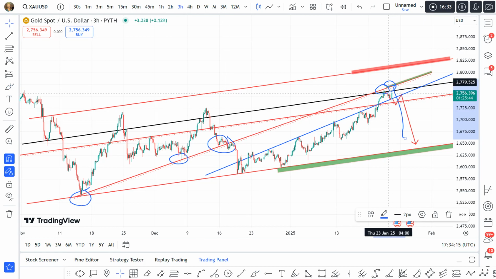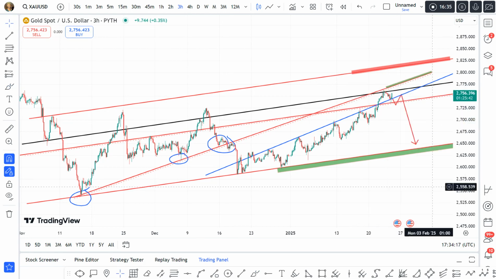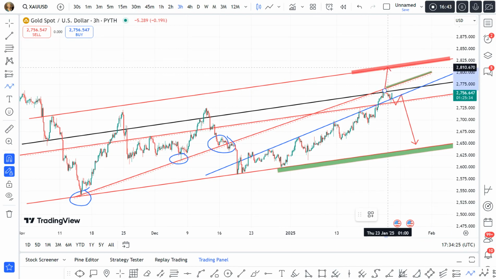But if price manages to break out of this structure, then you must open your mind for an opportunity to go long where you see yourself in this zone, 2810 into 2815. Set your sell order at that level. Put your sell order. That is what I'm seeing. 2815, 2817. That is what I'm seeing.